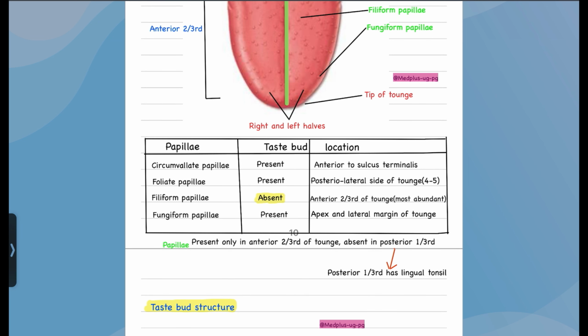Now we will see the difference between the papillae. All the papillae have taste buds except filiform papillae. It does not contain any taste bud; it is only the abundant papillae. Circumvallate papillae are lined anterior to the sulcus terminalis. Foliate papillae are lined on the posterior lateral side of the tongue. Filiform papillae are present on the anterior 2/3 of the tongue, and fungiform papillae are present at the apex and lateral margin of the tongue. The point to remember here is papillae are present only in the anterior 2/3 of the tongue. They are absent in the posterior part, and the posterior 1/3 contains lingual tonsils, which form a component of Waldeyer's ring.